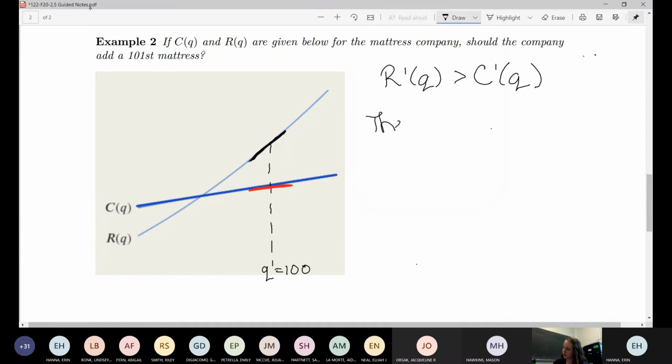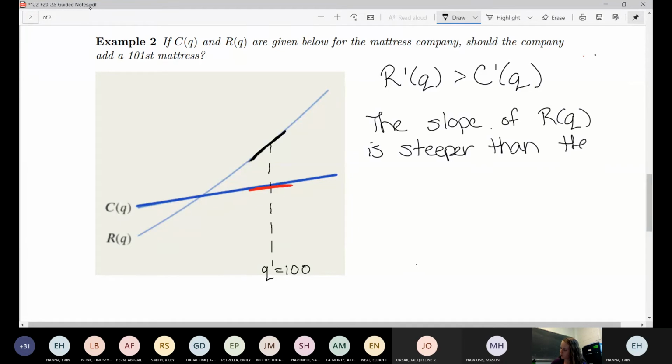So since the slope of R of Q is steeper than the slope of C of Q at Q equals 100, and I'll talk about why it's 100 in a second in case you're confused at why it's 100, not 101.